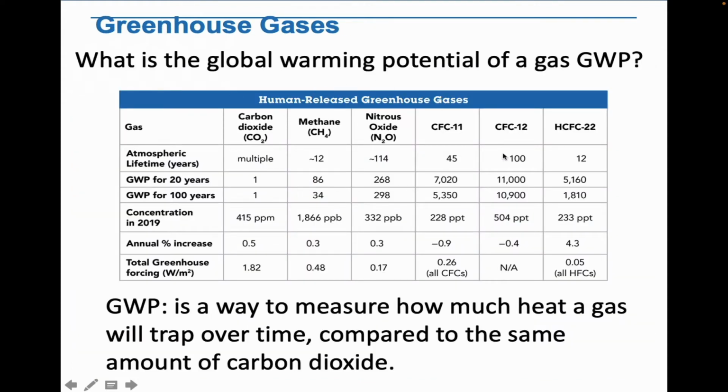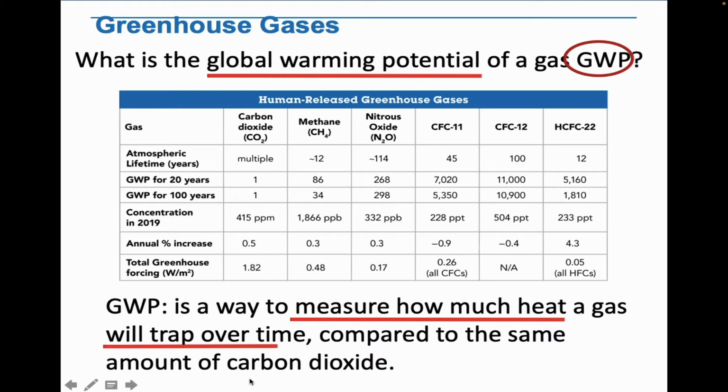Number three, on your homework, we want to identify what GWP is. GWP stands for Global Warming Potential, and the global warming potential measures how much heat will be trapped over time compared to the same amount of CO2. For example, CFC-12 has the highest over 20 years and 100 years compared to CO2.